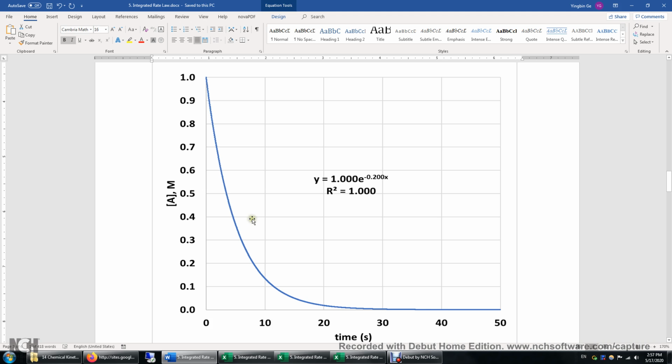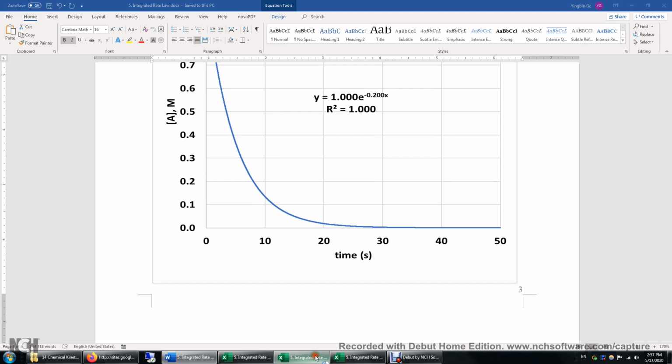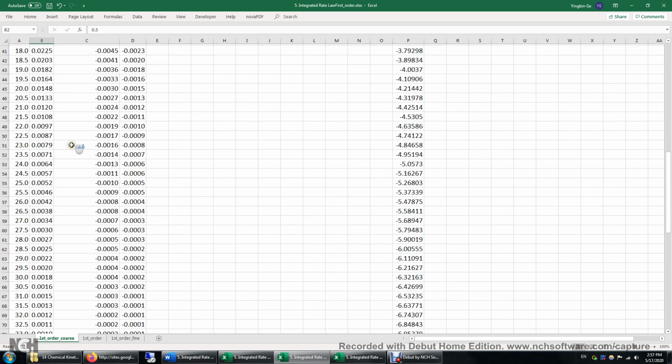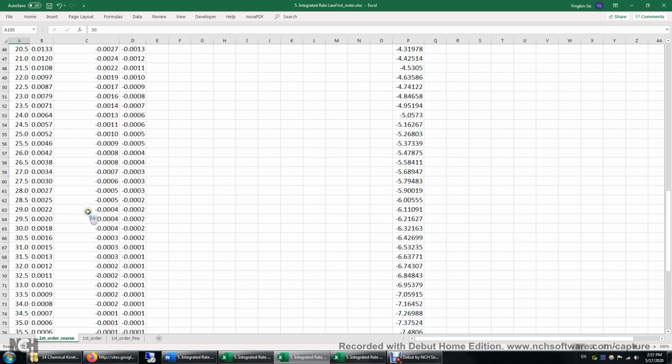How did I make this graph? Again, I'm going to show you the Excel. So this is the Excel. I entered this K here, 0.2. Again, pay attention to the unit. It's second to the power -1. And again, I'm going to use delta t equals 0.5 second. That's the duration of one time step. And I'm going to do 50 seconds, so all the way down here, 50 seconds.